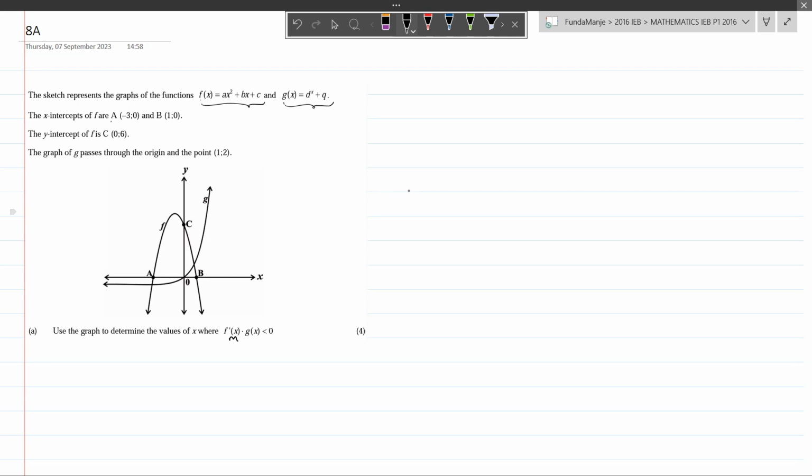So we have to look at the cases in which multiplying these two values will give us a negative. Since we have the first derivative of f multiplied by the y value of g, which should give us a negative number, we need to look at where this can arise from. This can happen when this is positive and this is negative, or when this is negative and this is positive, right? Remember, this is the gradient. So when the gradient of f is positive, we want the value of g to be negative. Basically, we want it to be underneath the x-axis.